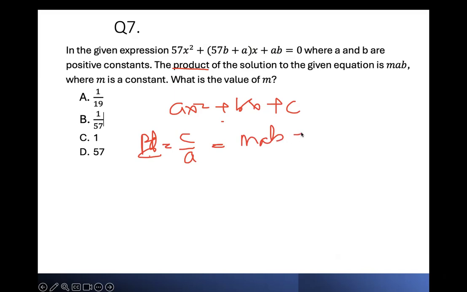Now, what is C? C here is AB. And what is A? 57. I cancel AB and AB. M is equal to what? 1 over 57. Your right answer is right there. It should not take you a long time to do it. You're just interpreting the question that is being given to you.